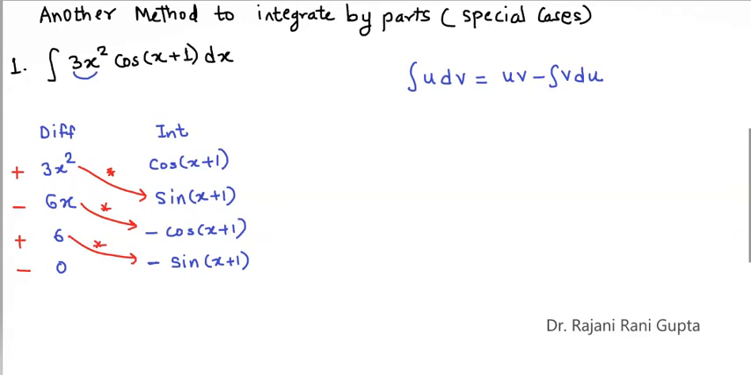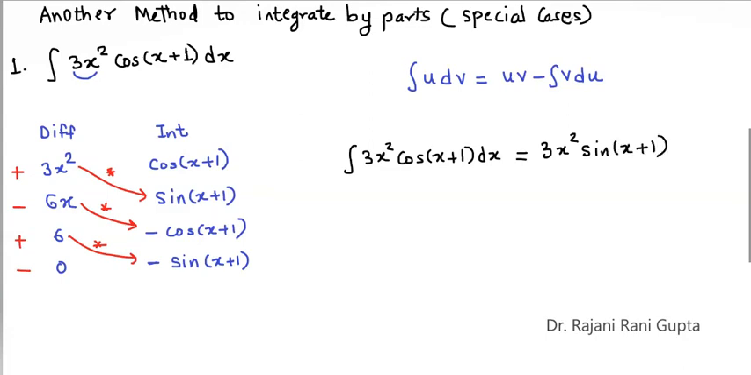Now comes the writing part, the value of integration. Value of the integral 3x square cosine of x plus 1 dx is equal to, now we have 3 arrows. It means this expression will have 3 terms. And how do we write? Arrow means we are multiplying these 2 terms. So 3x square, the sign is positive. Here sine x plus 1, the sign is positive. Plus plus gives you plus. So let's multiply. 3x square sine x plus 1.